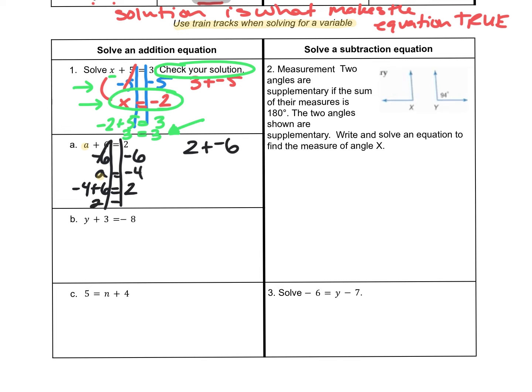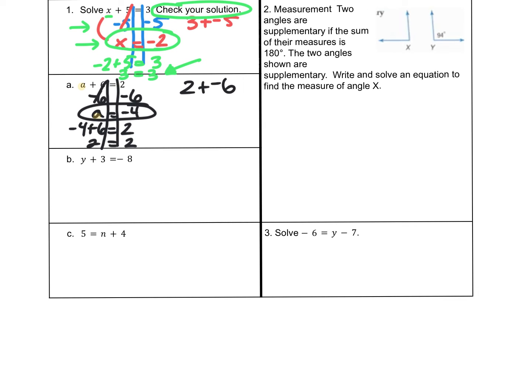And 2 equals 2. So our solution is correct. Hopefully you're feeling more confident to try on your own now. Here we go again. A number plus 3 equals negative 8. So we're going to undo adding 3 by subtracting 3 on both sides. Inverse step. Then we have our solution step. Y is equal to, we have negative 8 minus 3.